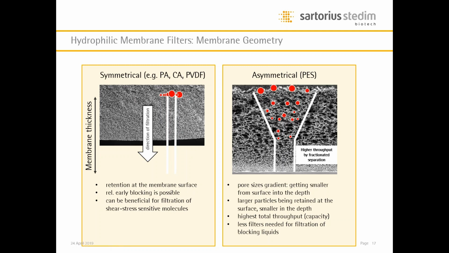And by this, you do not only use the upper surface of the membrane for retention, but you use more of the material, leading to a higher capacity of the filter. So this kind of asymmetric membrane material leads to a higher total throughput capacity. Simply, you only need fewer filters for a given process compared to the symmetric membranes.